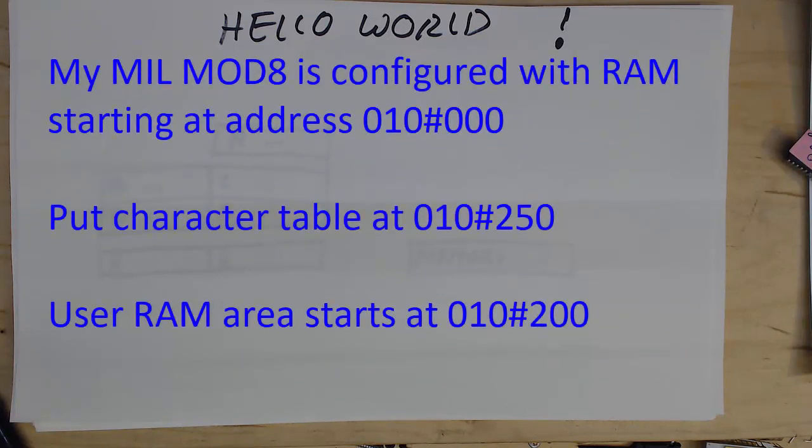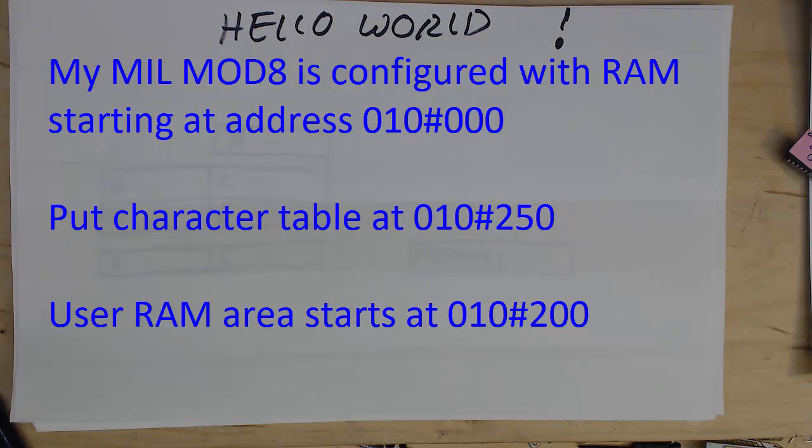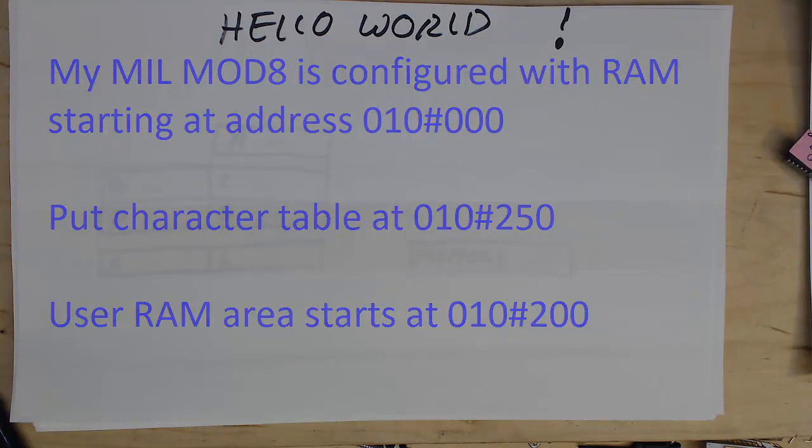Okay, we're going to start our data at the address 010.250, and we're going to start our program at 010.200 because the Monitor 8 and the Monitor 80 have a bunch of memory values that they use for buffers, and so we want to be up above all of those memory values. Our RAM actually starts at 010.000, we're going to give the first bit of that to the monitor, and we're going to start our program at 010.200.